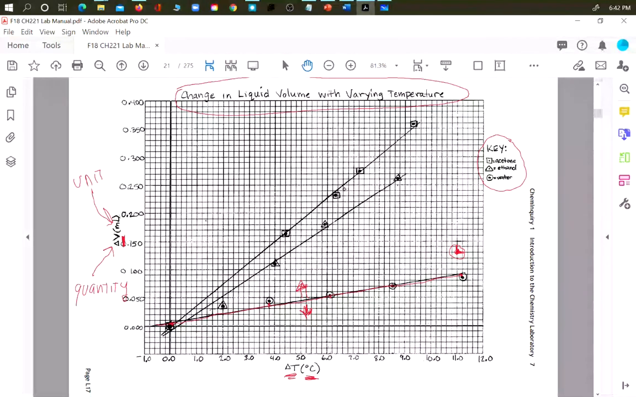You see how nice and neat this was? This was done in pencil. But you need a key to tell which line is which. And oftentimes, if you don't have colors, you can differentiate it by what we call point protectors, the box or the circle that you draw around the points. And so that tells me which line belongs to which particular substance.